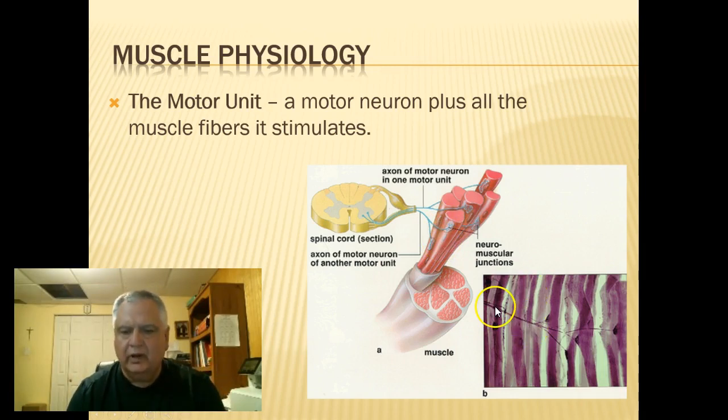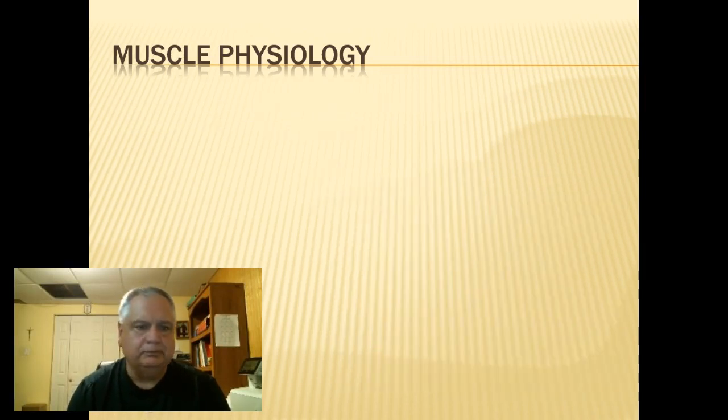By the way, if we look over here, this is an actual micrograph taken with a light microscope showing the axon, and we can see the branches, the telodendria of the axon, and we can see the axon terminus for each one of them. We can see how this one's supplying this fiber, this one's supplying this fiber, and so on. So we're seeing actual motor units there as well. So that's the concept of the motor unit.